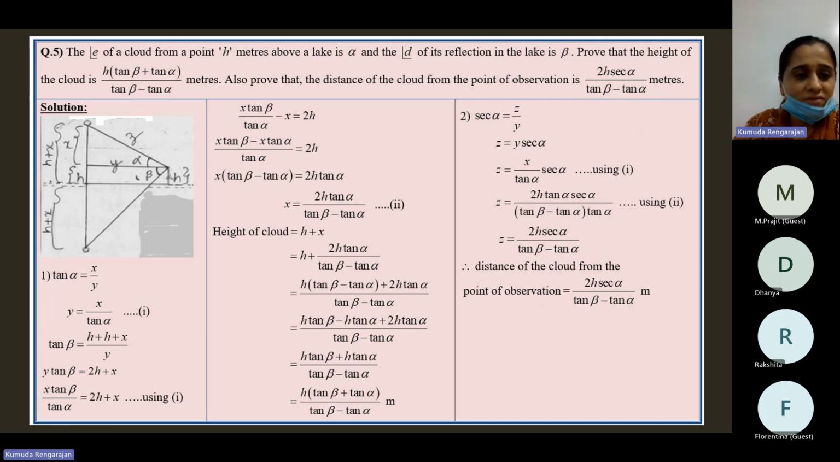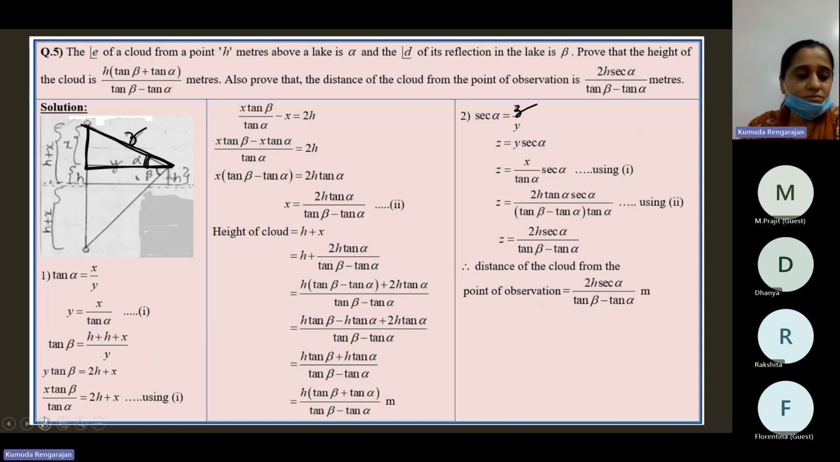Secant alpha is equal to... So where is alpha in this triangle? And what is secant alpha? Secant is a reciprocal of cos. Cos is adjacent by hypotenuse, so secant alpha will be hypotenuse by adjacent. This is the triangle, and this is the hypotenuse, which we marked Z. So secant alpha is equal to hypotenuse Z by adjacent Y. Z by Y. This Z, children.